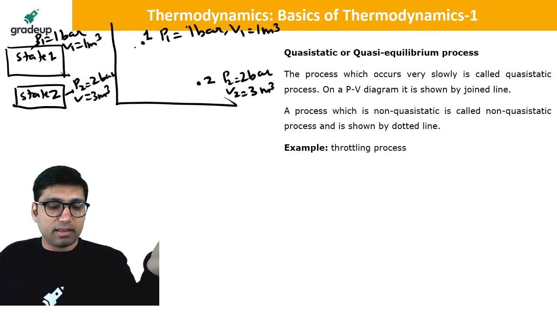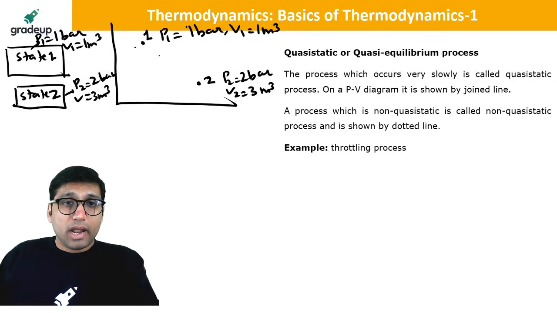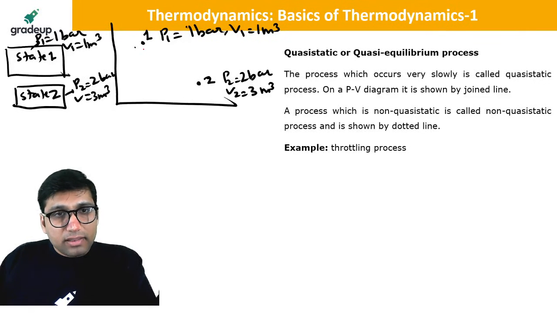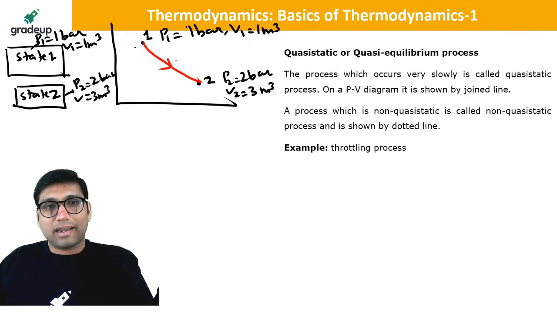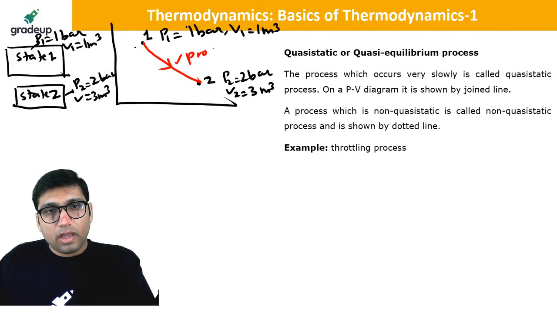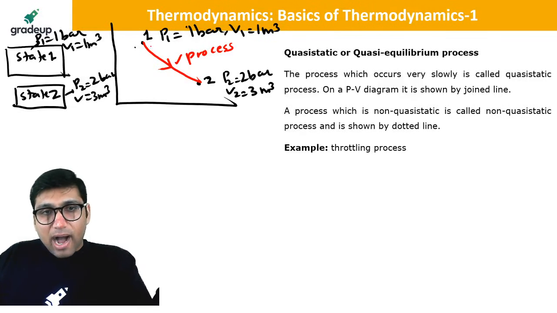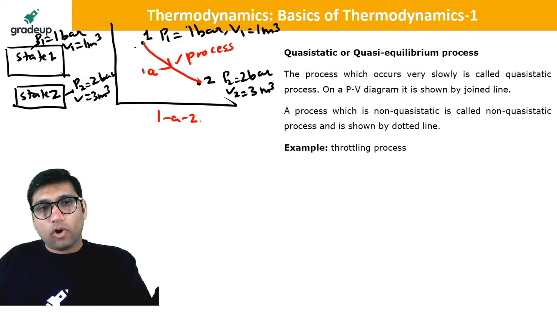So this is the state. State means the condition of a system. Now if a system changes its condition, then it executes a process. That is called a process. If the condition of a system changes, it is called a process, and the path which is followed by the process is called a process path. So this is the path. So 1A2 will be called the process path and 1 to 2 is called a process.